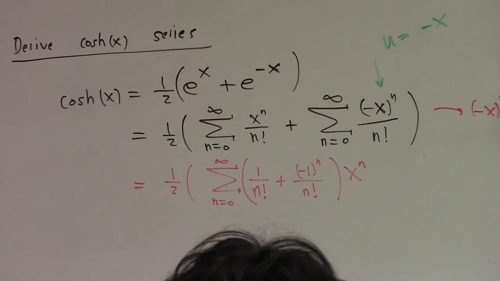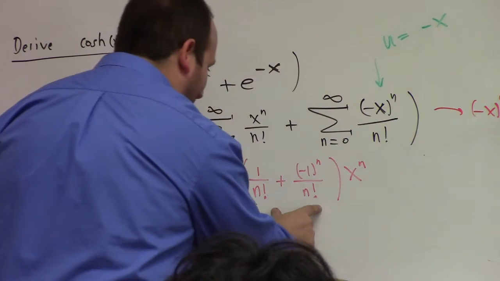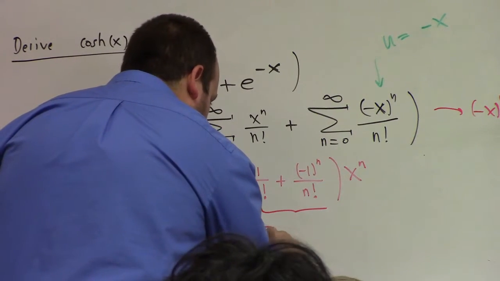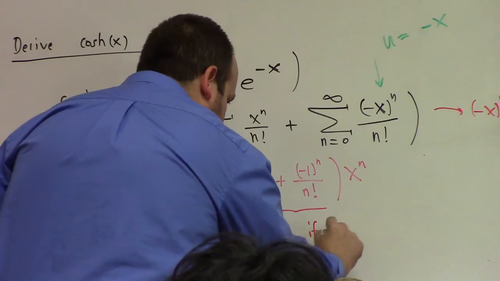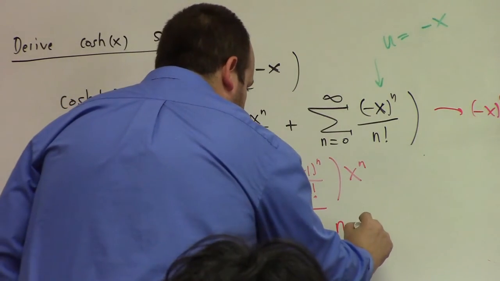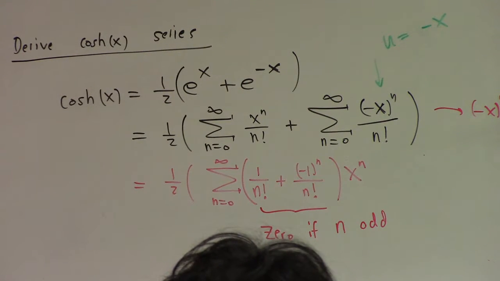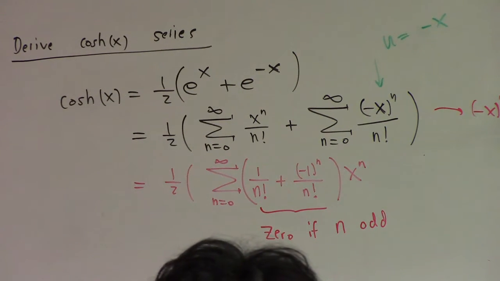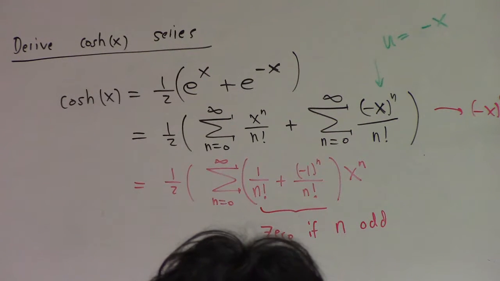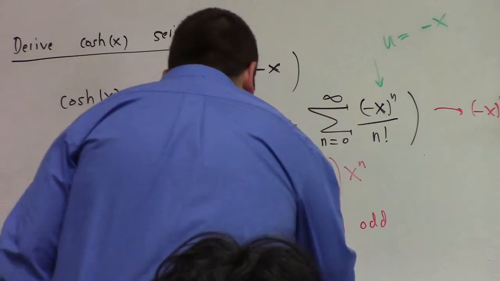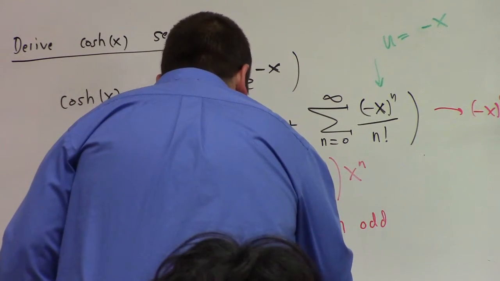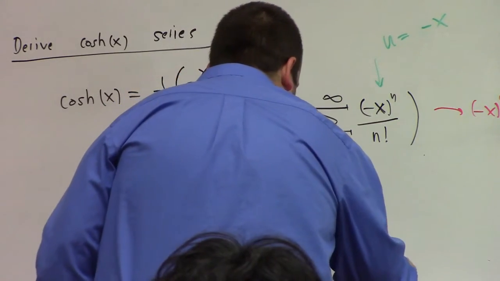But what's the deal with this? How's that work out? This is 0 if what? If n is odd, that's 0, right? Minus 1 to an odd power is minus 1, so you get 1 minus 1. They're both over n factorial, so they cancel if n is odd. And what happens if they're even? It's 2 over n factorial if n is even.